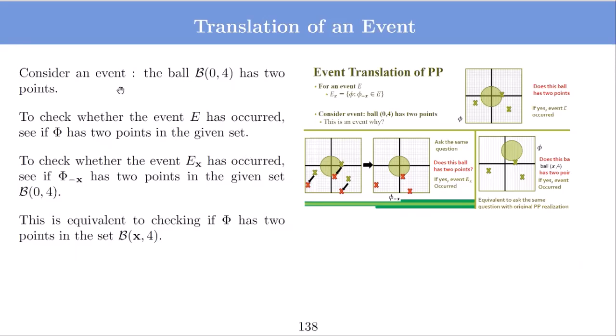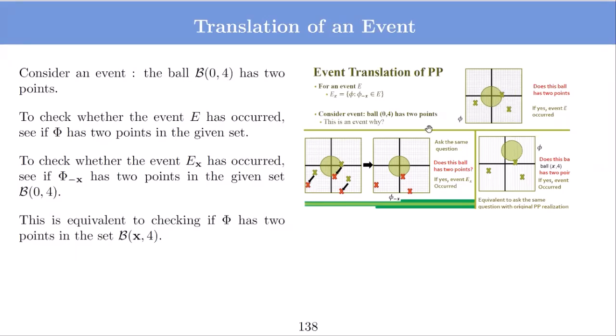So you can understand this. Consider an event: the ball at the origin with radius 4 has 2 points. So this is the ball at 0, 4, and it has 2 points. Does this realization have this property? If yes, then it will be in the set E, and if not, then it will not be in the set E. So here, this is not in set E.